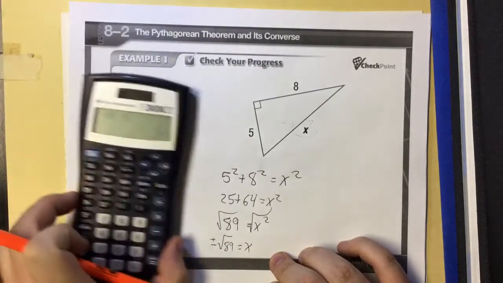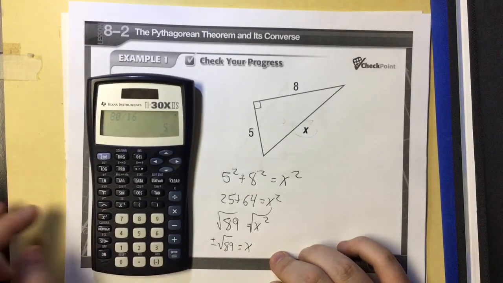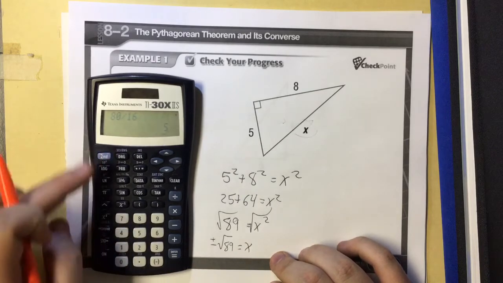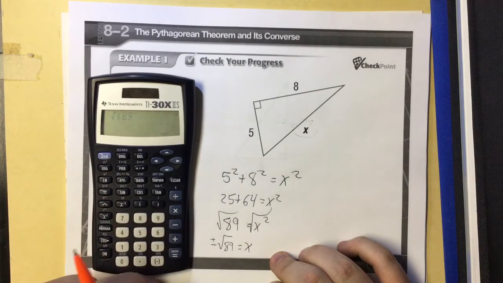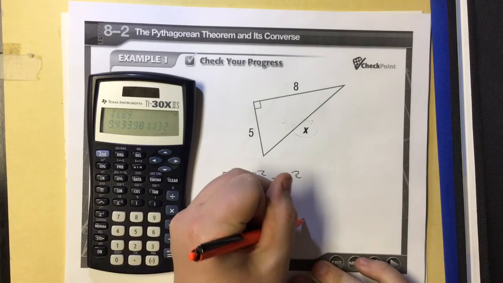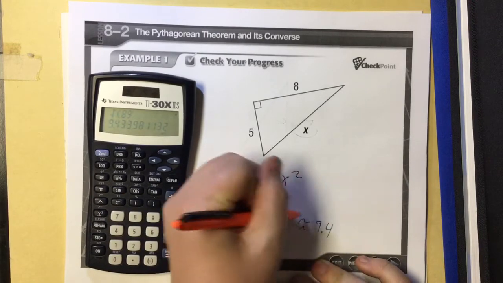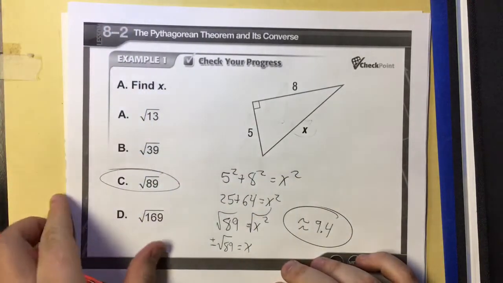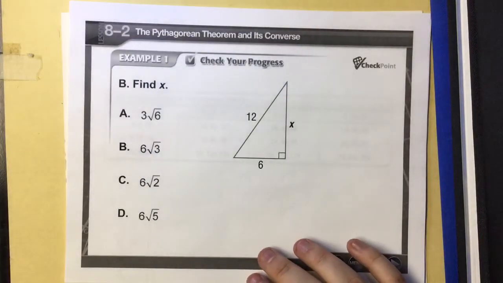And again, you'll be doing some problems that ask you to round these off to the hundredth. So if we do the square root of 89, we get about 9.4. To round off, just type in your calculator, see what you get.